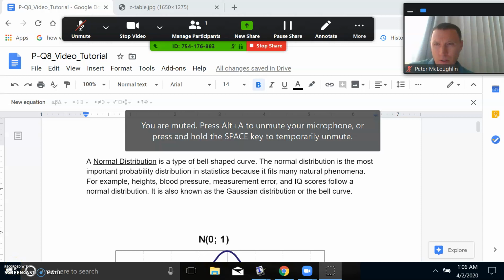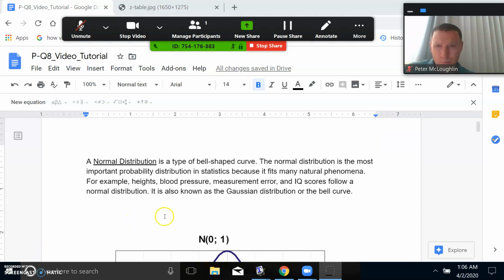Okay, so let's do practice quiz 8 and number 2. Before doing it, let me give a brief talk about the normal distribution. It's a type of bell curve. The normal distribution is the most important probability distribution in stats because it fits many natural phenomena. For example, it fits heights, blood pressure, IQ scores, and many other things. It's also known as a Gaussian distribution or a bell curve.